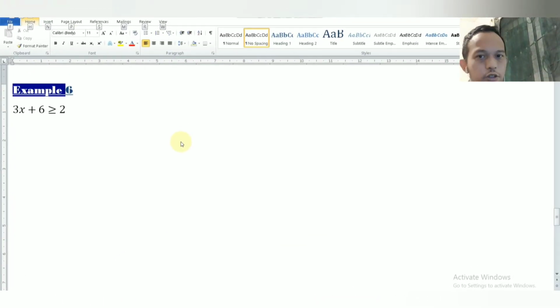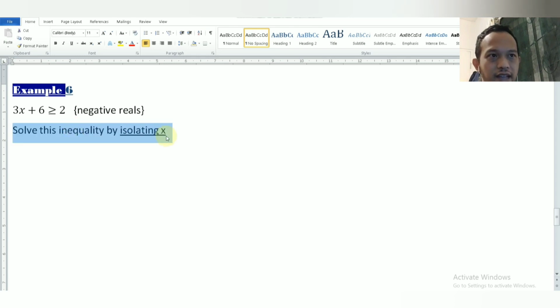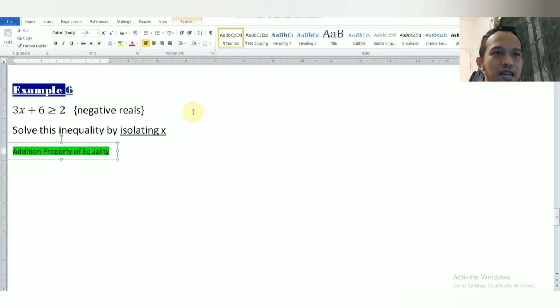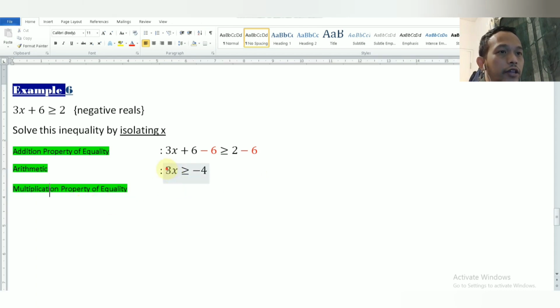For example 6, I'll use the same inequality as the previous one, but I will change the domain. So let's see what the impact is if we change the domain. Before, we spoke about real numbers, now negative reals only. So as usual, if you want to solve the inequality, we have to isolate the x. We will have exactly the same steps: the addition property of equality, where we subtract both members by 6, and then do the arithmetic, and we'll have this. Then I will get rid of 3 by multiplying by its multiplicative inverse.